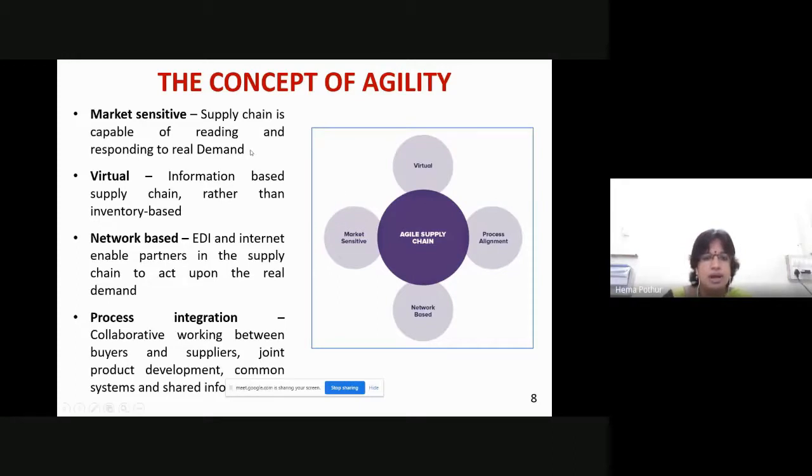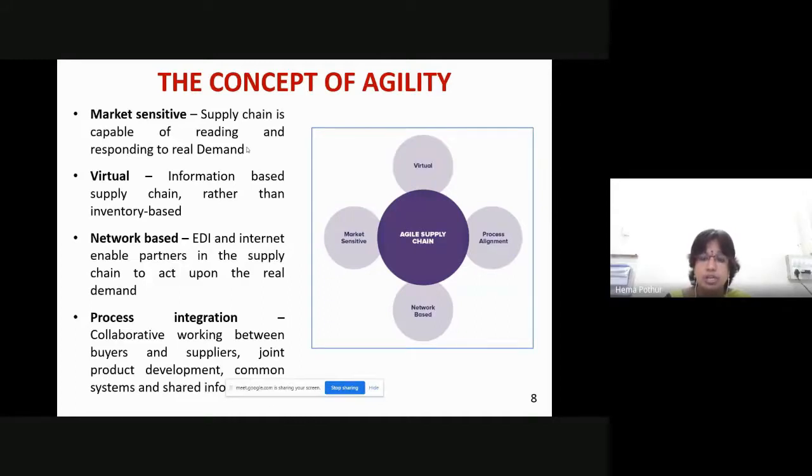Here, the market sensitivity. Your supply chain should be capable of responding to real demand, whether the demand is of larger extent or smaller extent. Your supply should meet the demand, keeping it a little bit low. You need to always keep a little bit of demand for your products. You cannot have a surplus supply of your products in the market, otherwise you are foregoing market share. You need to maintain the demand.